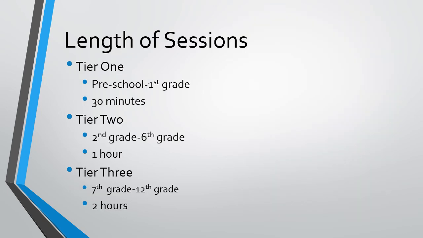One thing to keep in mind is the amount of time spent with tutoring and literacy levels. If your client is either in preschool or first grade, they are considered a Tier 1. Your sessions are to be 30 minutes long. If the client is in 2nd through 6th grade, they are considered a Tier 2. These sessions are to be 1 hour long. If the client is in 7th through 12th grade, then they are considered a Tier 3. Your sessions are to be 2 hours long. These times do not include transports.